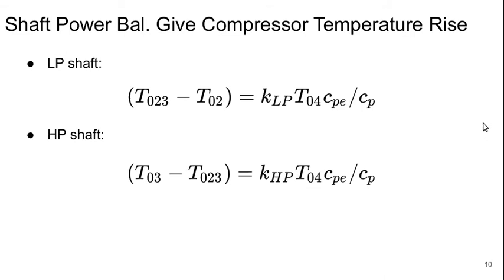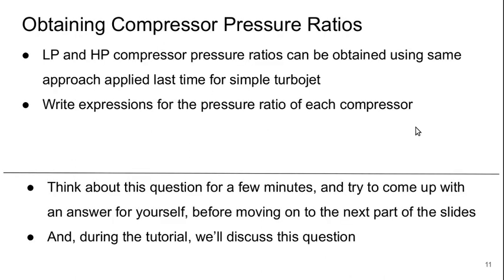Looking at the shaft power balances, that lets us go ahead and get the compressor temperature rises for both the high pressure and low pressure compressors. Then we have to think about how to get the compressor pressure ratios. We have the low pressure and high pressure turbine pressure ratios, and we can obtain these using the same approach that we used last time for the simple turbojet. So what I'd like you to do is take a minute here and try to write out expressions for the pressure ratio of each compressor before you move on to the next part of the video. We'll also take this problem up in the tutorial.